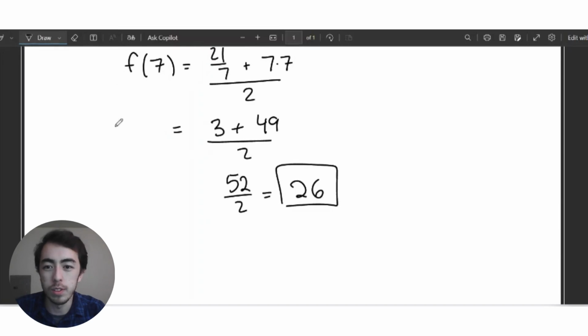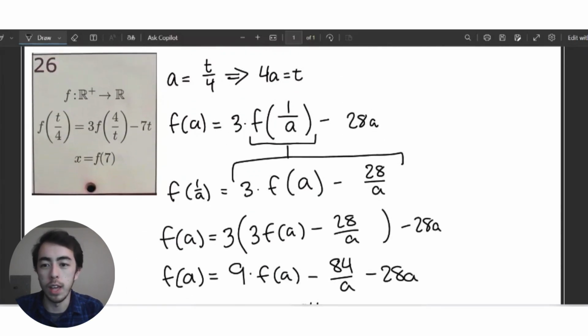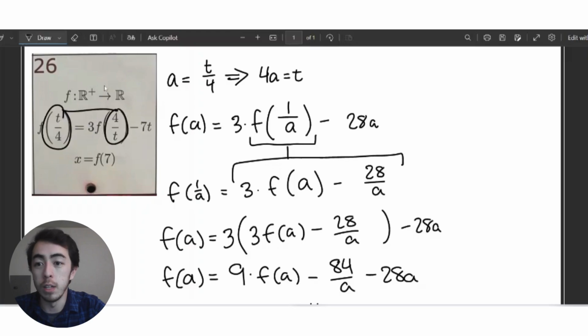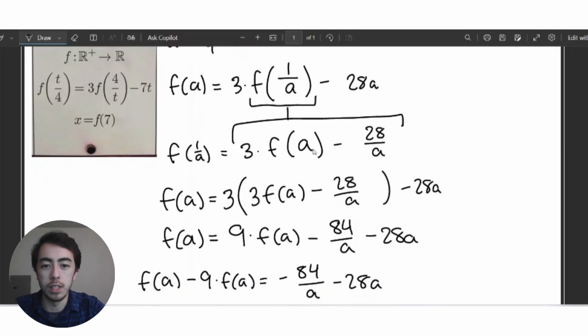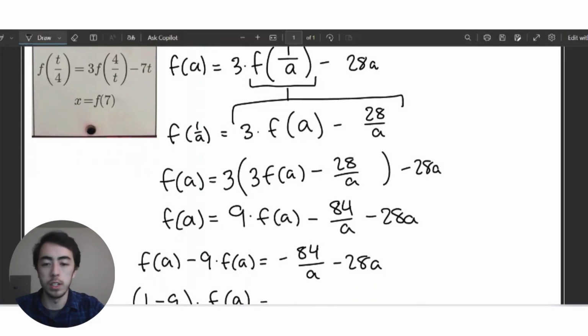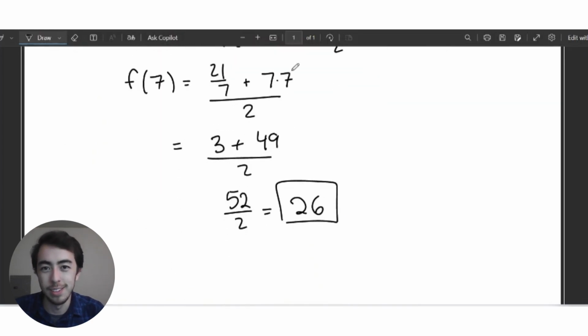Wow, this was honestly a really unique problem. I haven't really ever done this unraveling of dealing with functions, especially when their inputs were different. I think I got kind of lucky where I found some cancellations to get another f of a out of all of this. And ultimately that helped me isolate just the function. I could plug in 7 and I got 26. So there's my solution.